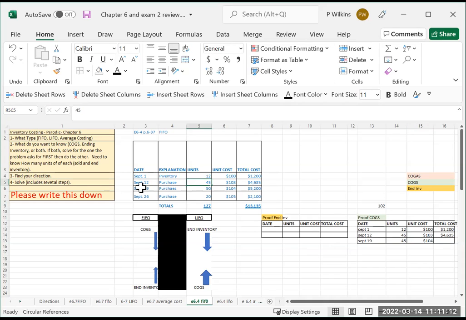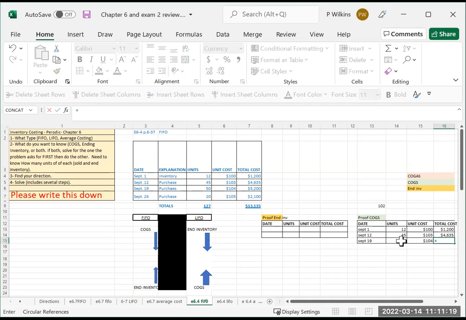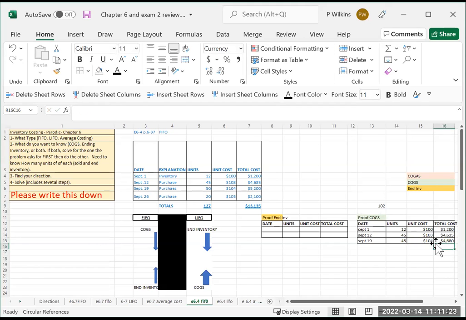If we look up there, it shows 50 units at $104 each, right? But we're only taking 45 because that's all we need. So if we take 45 units times $104 each, that gives us a total for that line of $46.80, okay?